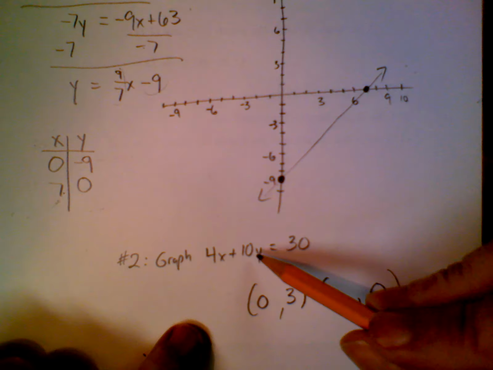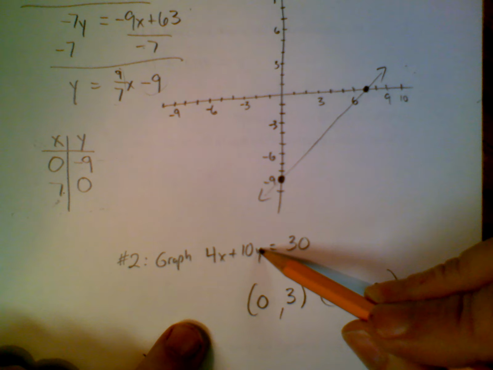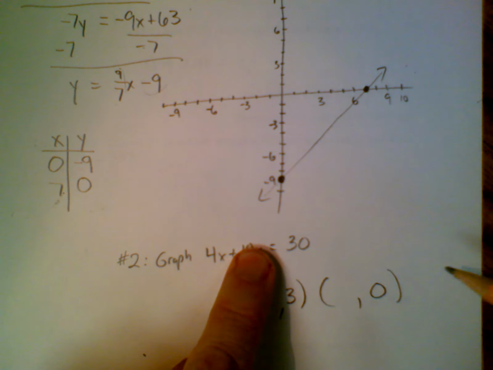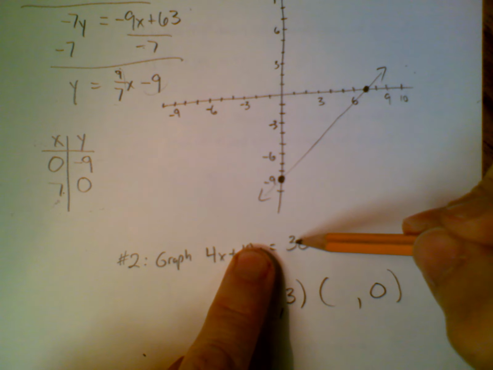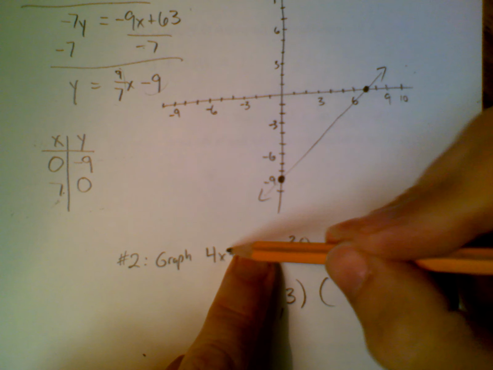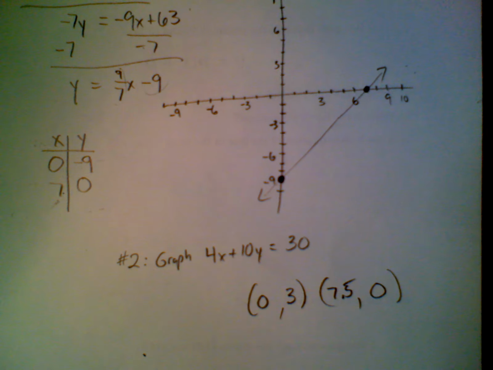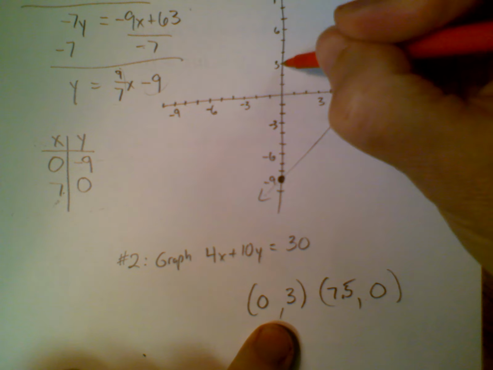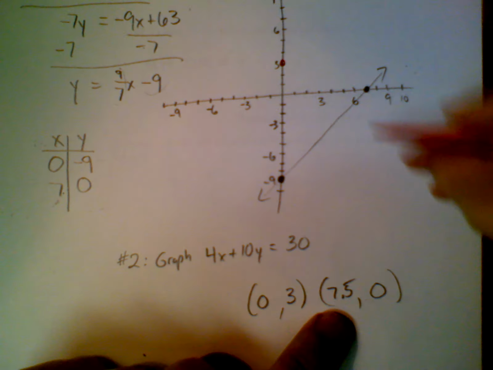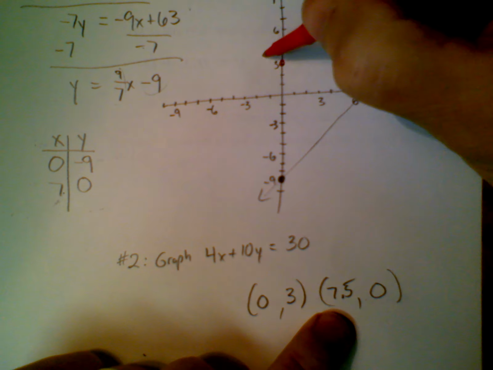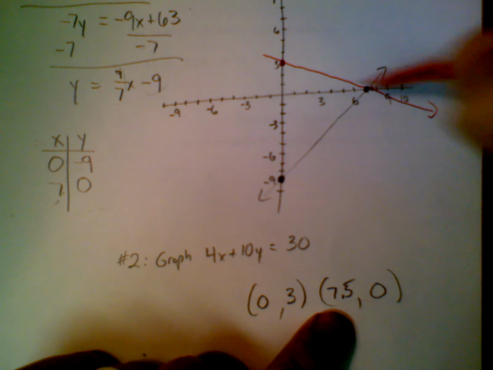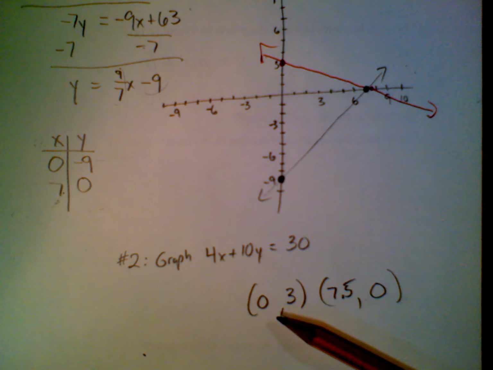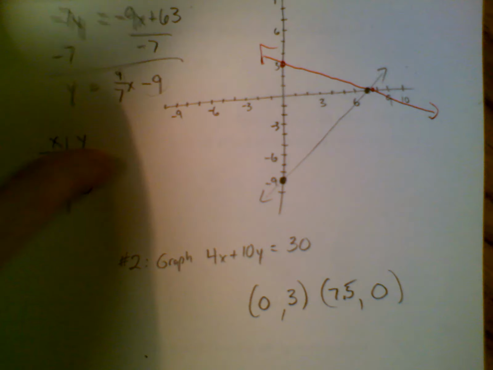And now put in the 0 for the y. 10 times 0 is 0, which makes that disappear. And now 4x is equal to 30. Divide both sides by 4. You might have to reach for your calculator to do that. 30 divided by 4 is 7.5. So let's put these 2 points on the grid, 0, 3, and 7.5, 0. And draw a line through those 2 points. That is so much faster than rearranging this equation in slope-intercept form. Try it, please. Okay? All right.